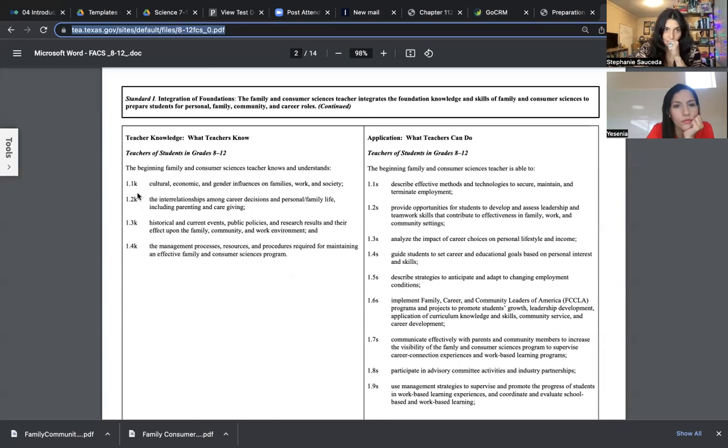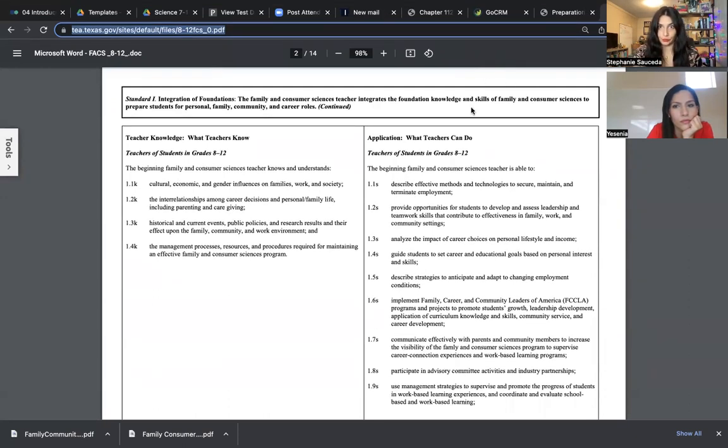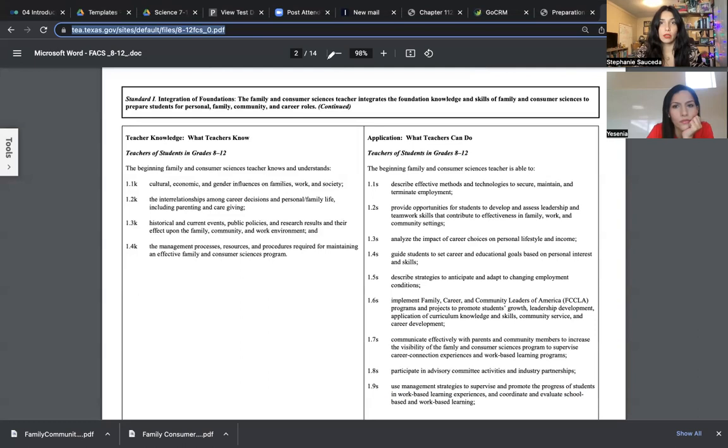And on the left-hand side, excuse me, the way we read this document, I'm going to write on it, and I want you to write on yours too. Knowledge and skills. Oh, I didn't want to do that. That's not the one I wanted. Integrates foundation knowledge and skills of family consumer sciences for personal, family, community, and career goals, right?